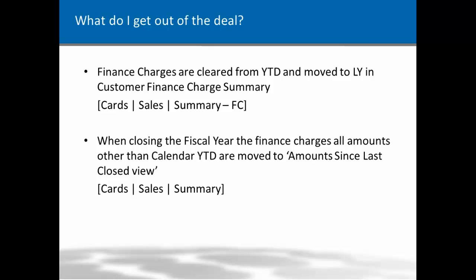Finance charges are cleared from the year-to-date and moved to last year in the customer finance charge summary that's under Cards, Sales, Summary, Finance Charges. And then when you close the fiscal year, all amounts other than that calendar year-to-date are moved into the amounts since last close view. So your total sales, credits, payments, things like that, they all move into the last year and life-to-date columns.